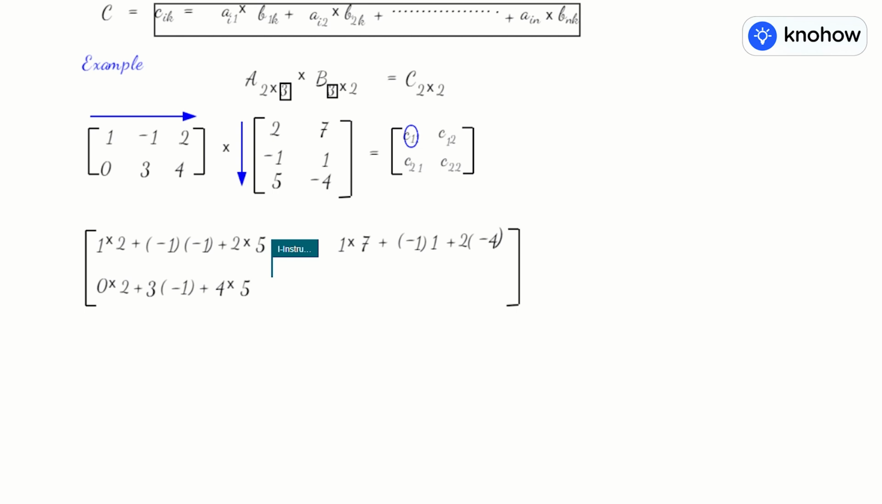And now keep this with you, the second row of the first matrix, and multiply with the second column. You get 0 into 7 plus 3 into 1 and plus say 4 into minus 4. If you work out, you will get 2 plus 1 plus 10 and 7 minus 1 minus 8, 0 minus 3 plus 20 and 0 plus 3 minus 16.